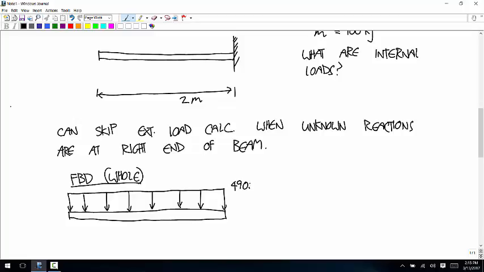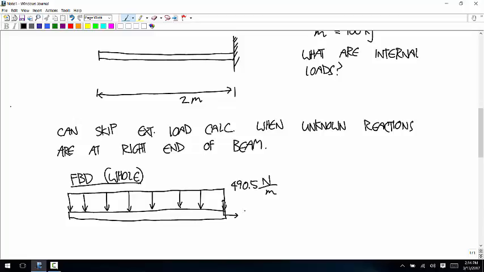Which is 490.5 newtons per meter. And that makes sense, because if you want to calculate the total force produced by this distributed load, you think of that as a rectangle with a height of 490.5 and a width of 2, and the total force is the area of that rectangle, which is 490.5 times 2.